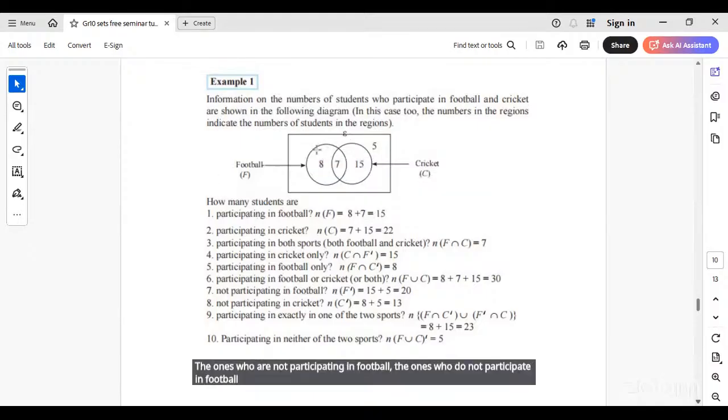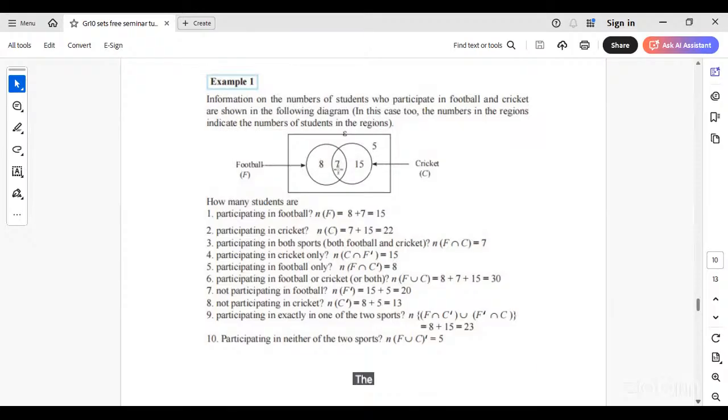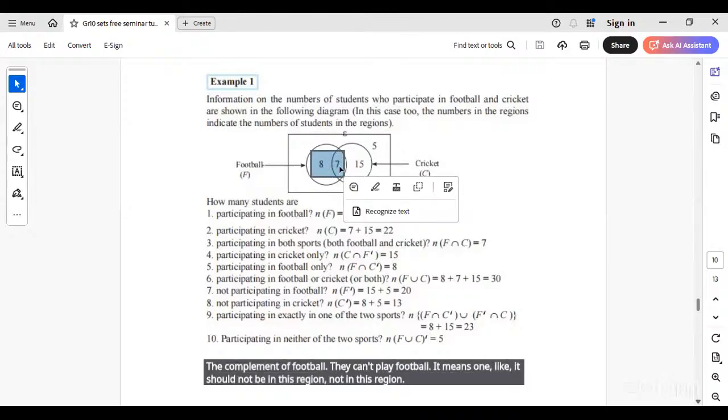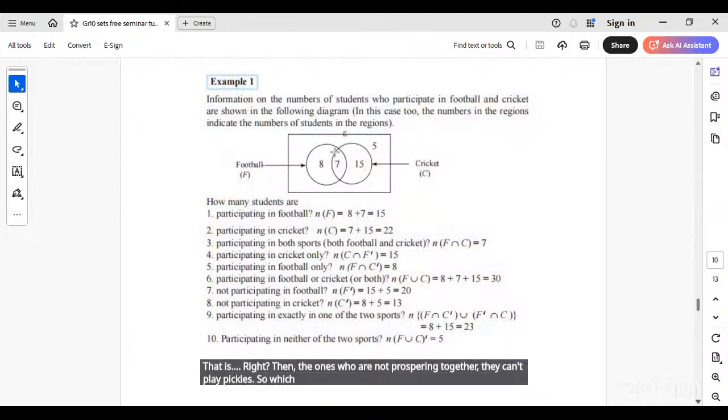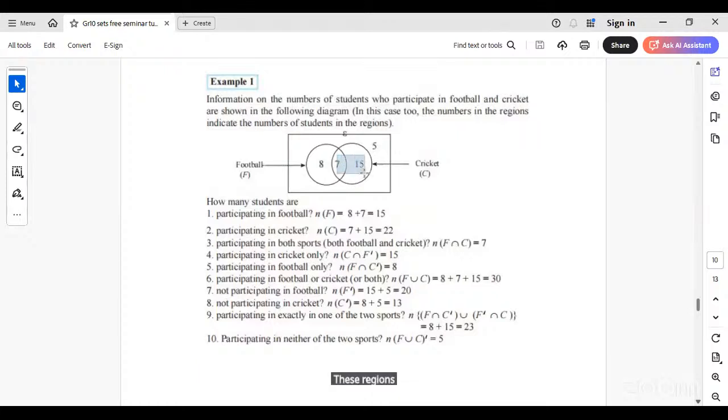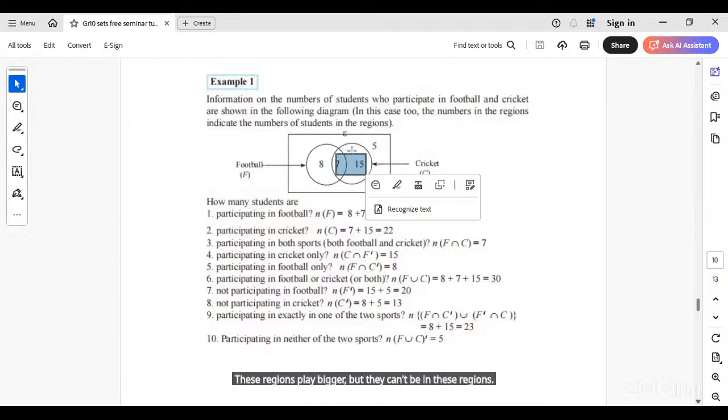The ones who are not participating in football, that means the complement of football. They can't play football, so they should not be in this region. What is it? 15 and 5, that is 20. Then the ones who are not participating in cricket can't play cricket, so they cannot be in these regions. Means 8 and 5, that is 13.